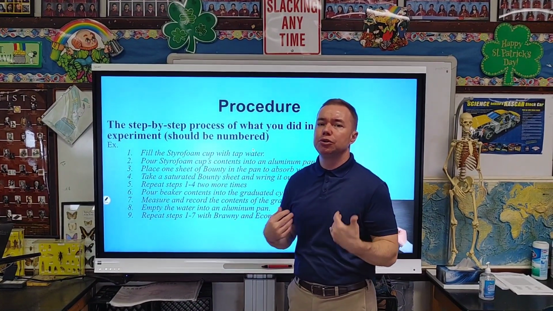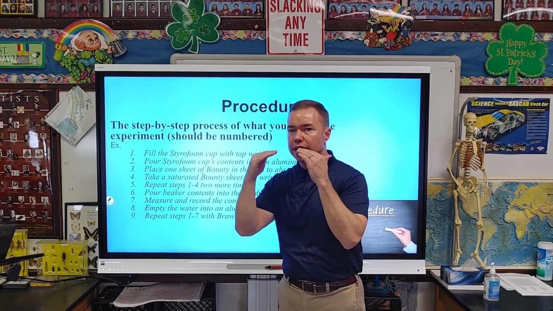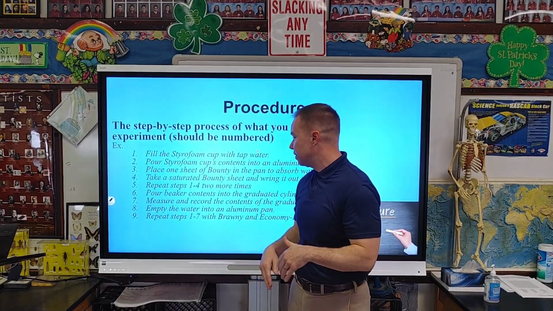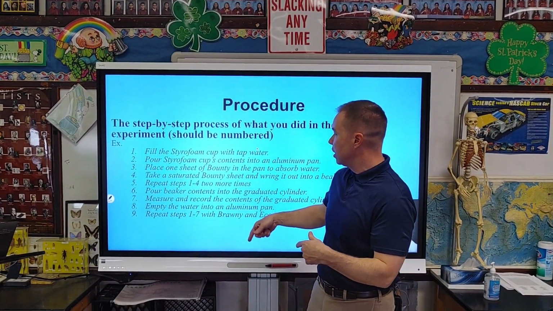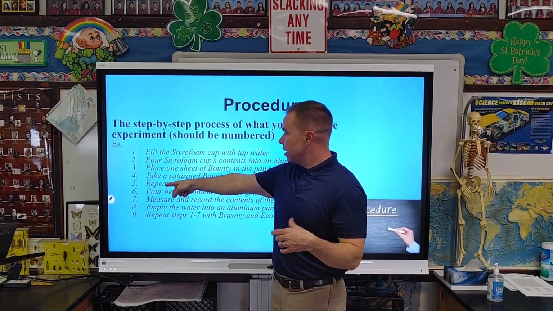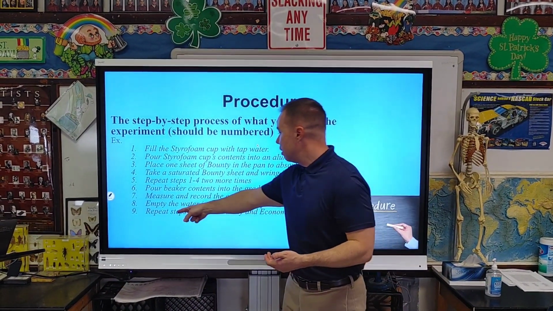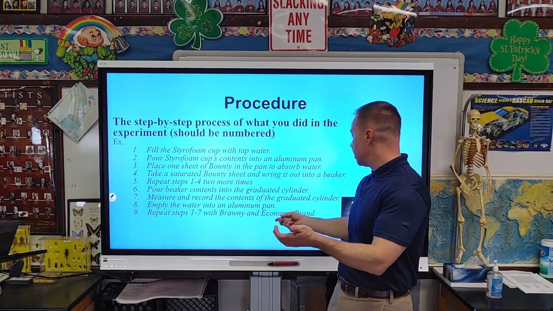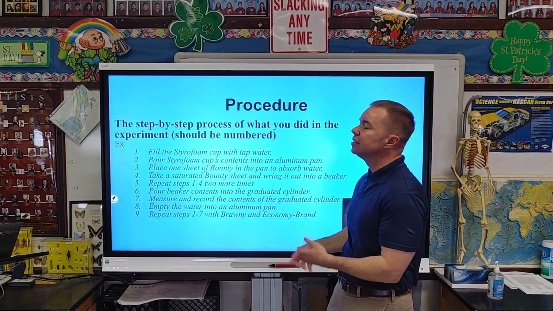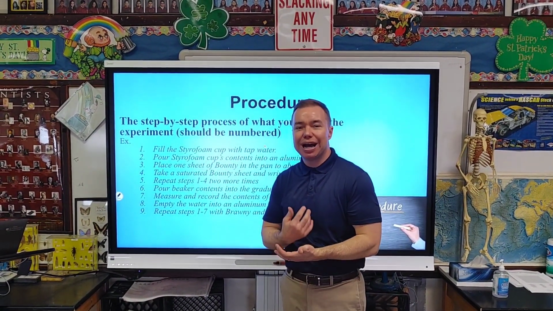Again, if I wanted to do this project, I would want to know, what do I do first? What do I do second, third, fourth, and everything like that. Just some things to point out: I put in here for step 5, repeat steps 1 to 4 2 more times, or repeat steps 1 to 7 with Bounty and Brawny and Economy brand. I'm telling exactly what I did.